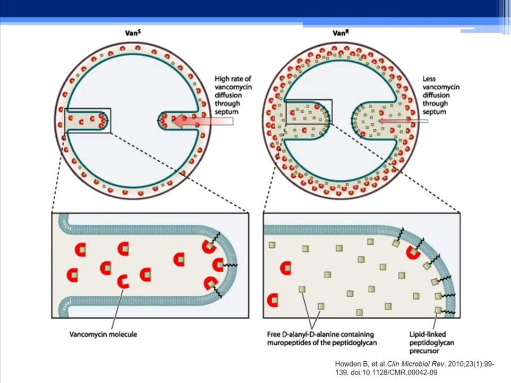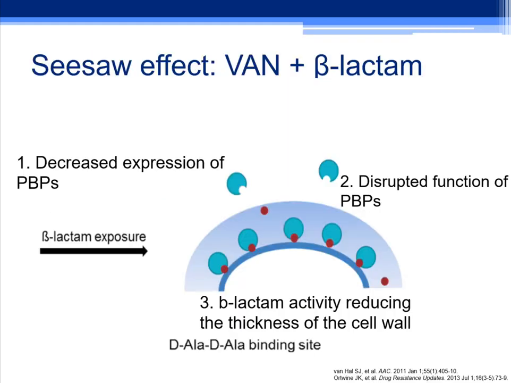So what happens when we add a beta-lactam? We have something called the seesaw effect. It's a proposed mechanism of vancomycin plus a beta-lactam that will ultimately try to accomplish a combination of several different things, essentially relating to more effective usage of your vancomycin. First, with beta-lactam exposure, we will see a decrease in the expression of penicillin-binding proteins. This will in turn decrease the thickness or the architecture of the cell wall back to its normal expression. It'll also disrupt the function of these PBPs, leading to the same cause.